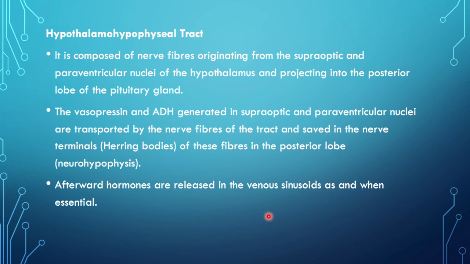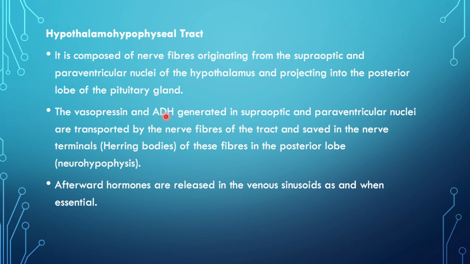Now, what is the hypothalamo-hypophyseal tract? This is composed of nerve fibers that originate from different nuclei of the hypothalamus. They are mainly the supraoptic and paraventricular nuclei, and they project downwards into the posterior lobe of the pituitary gland, the one we saw a while ago. The supraoptic nuclei secrete vasopressin, and the paraventricular nuclei secrete oxytocin.